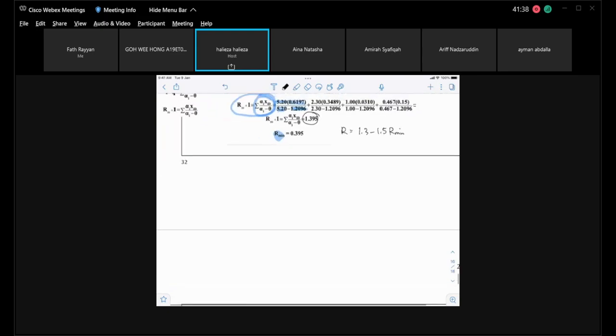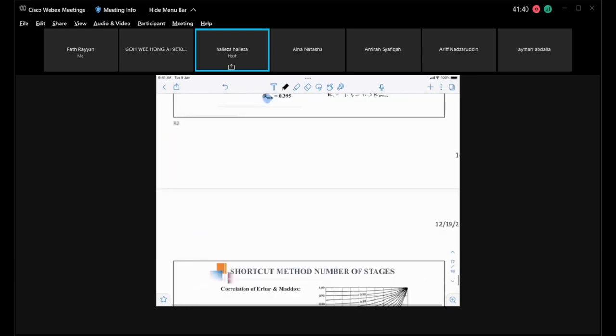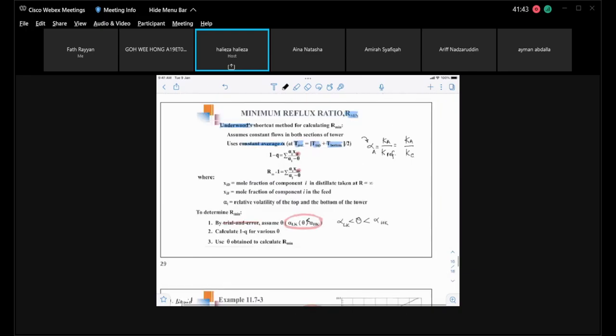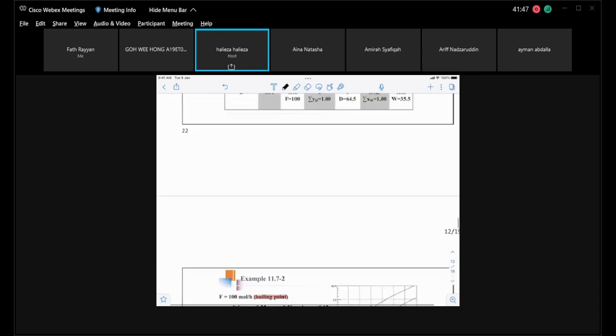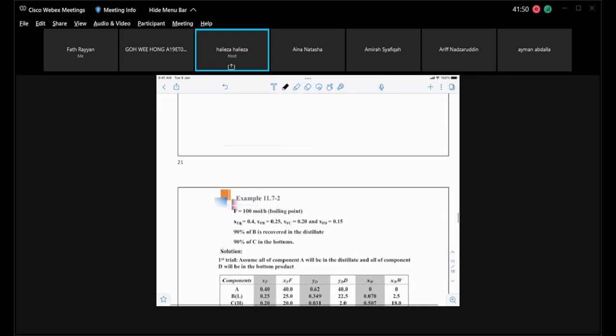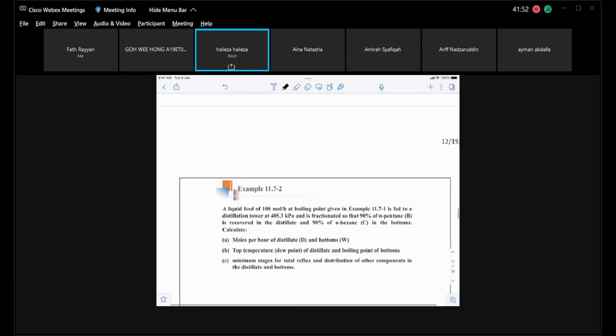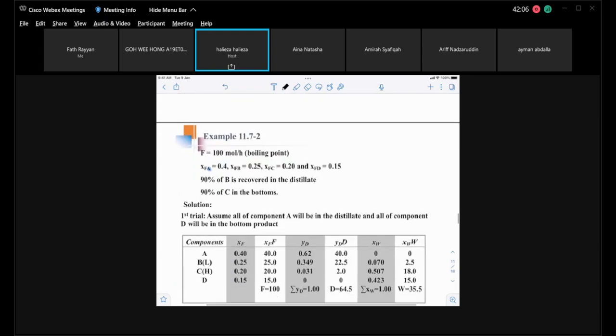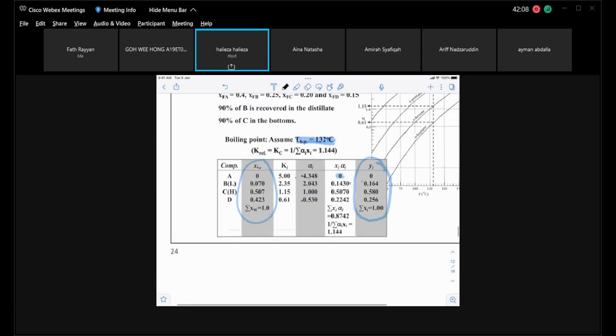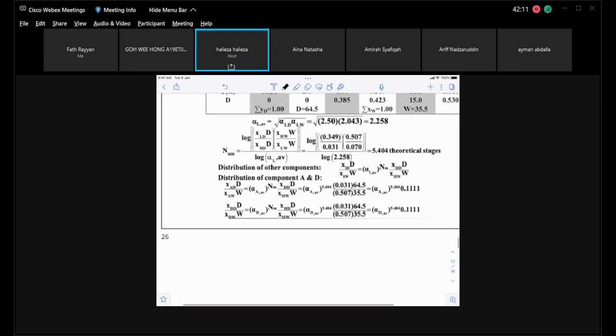Now, based on this example, I'm not sure what is given. Let's see what is mentioned. What is the actual R? Is there any mention of the actual R? This is only up to part C. Where is part D and E? It should be a continuation of the example.